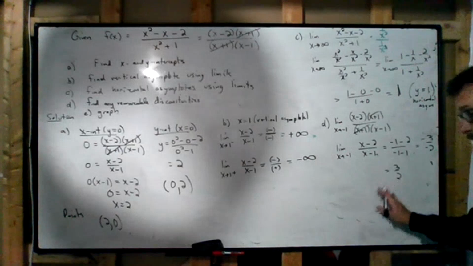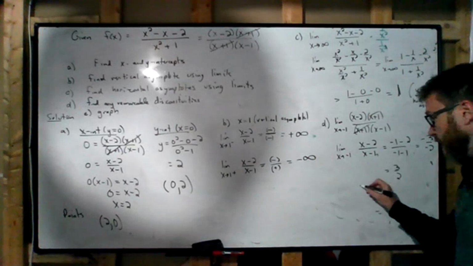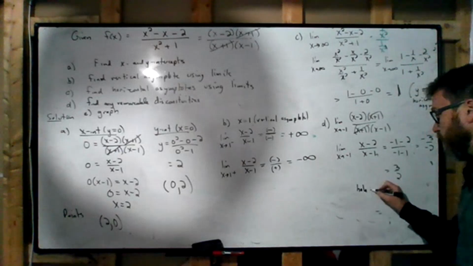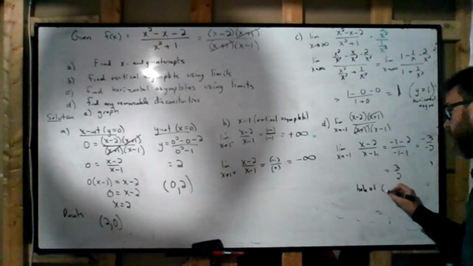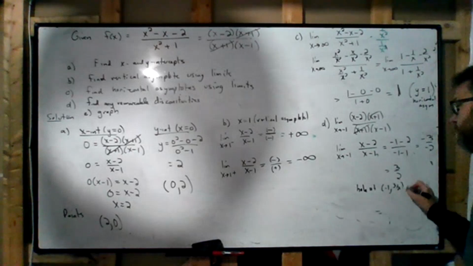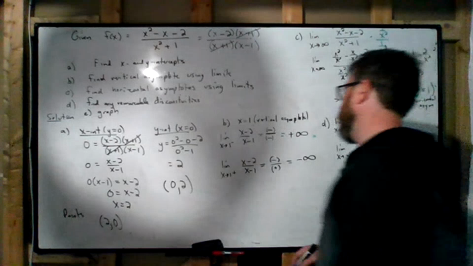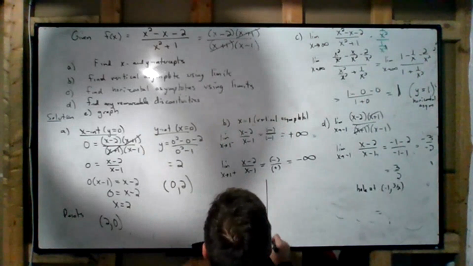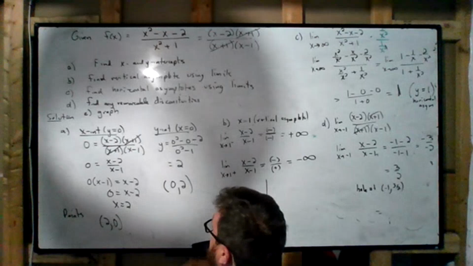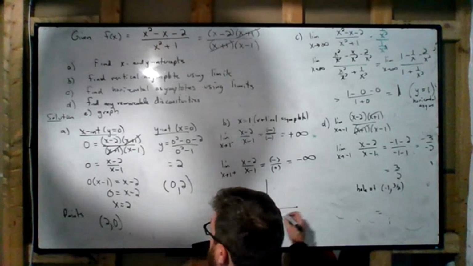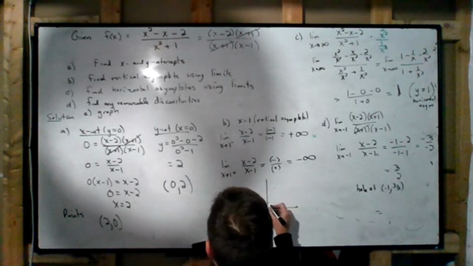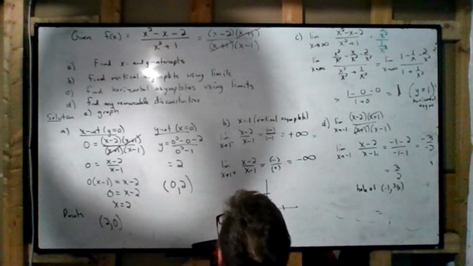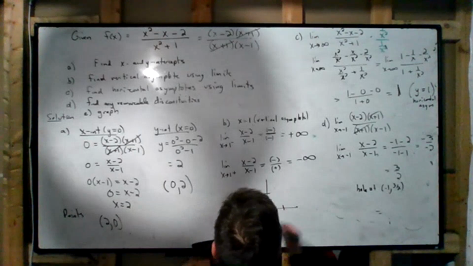So what that means is there's a removable discontinuity, or there's a hole, is another way to write that. There's a hole at (-1, 3/2). All right, let me finish this off with the graph and fit it in here. That'll be it for this lecture. So I go through (0, 2) and (2, 0). So there we have those. I have those as points.